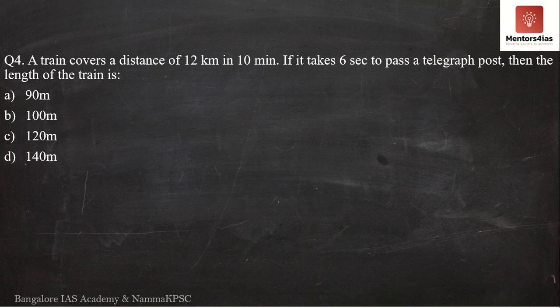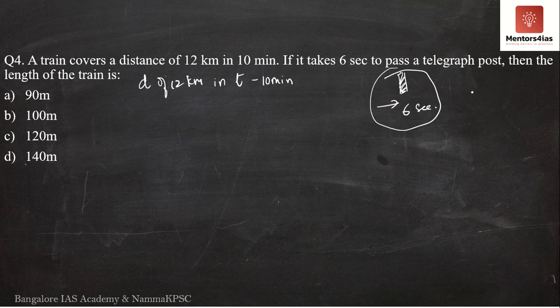Fourth question. The fourth question says, a train covers a distance of 12 kilometers in time 10 minutes. If it takes 6 seconds to pass a telegraph post, then what is the length of the train? Now, you know how to find the length of the train. How do we find the length of the train?